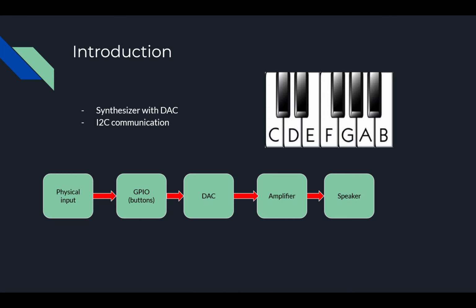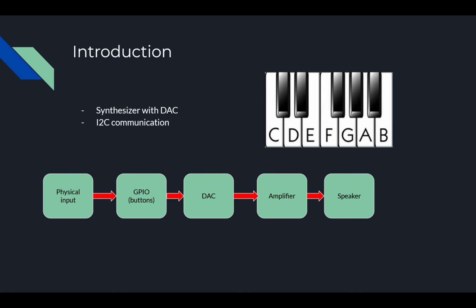To introduce our project, our concept is similar to a music synthesizer. We were inspired by how it could respond to physical input and output something, and could mix multiple inputs for multiple sounds. For example, if you press a C and an E, you'll get something that's different than just a C or an E. We decided to implement this with a microcontroller and the digital to analog converter. And we also decided that we would be communicating with I2C communication.